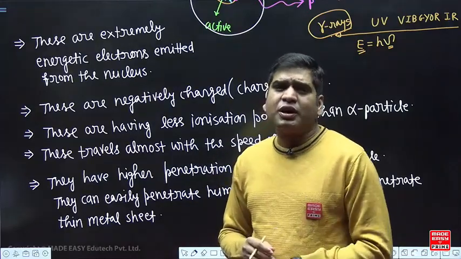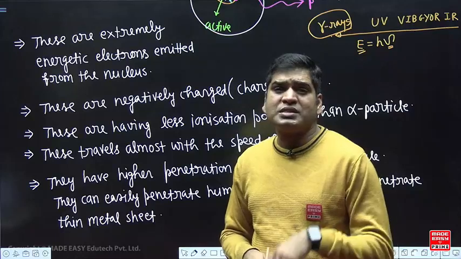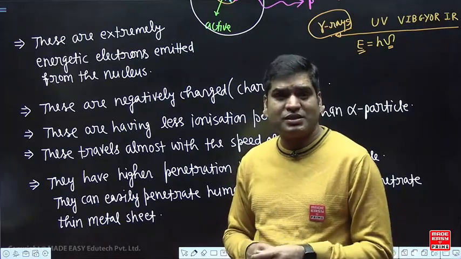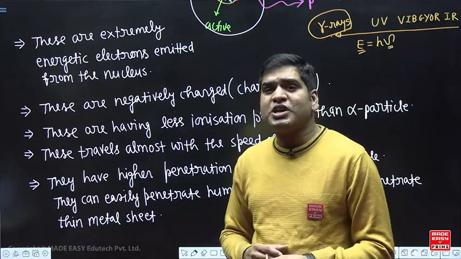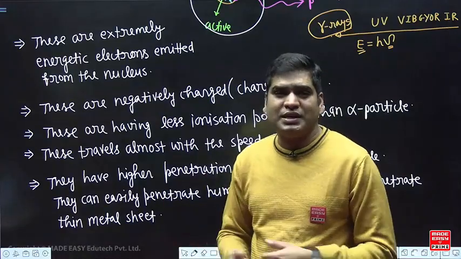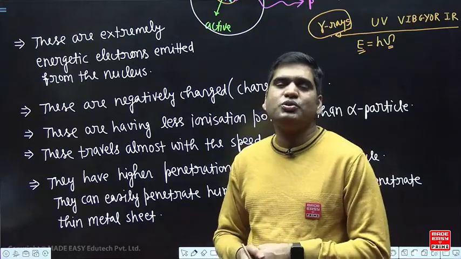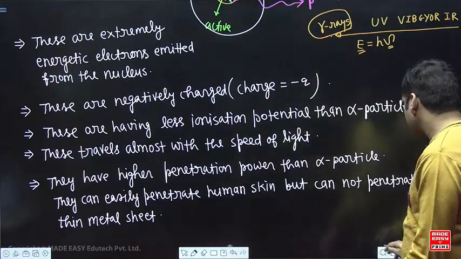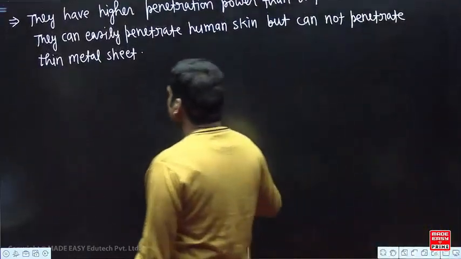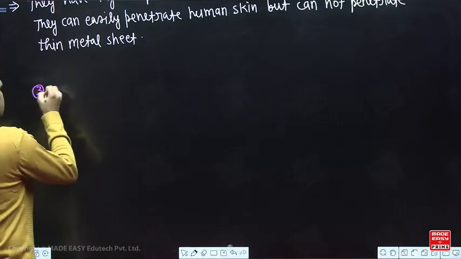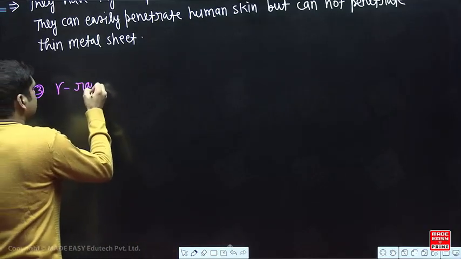But they are rays, so they do not have mass, they do not have charge. So they are massless and chargeless. Since they do not have charge, they cannot ionize anything. To ionize anything, it should have some charge. So they have zero ionization potential. So the last one is gamma rays, and you can write about gamma rays. Third one is gamma rays.